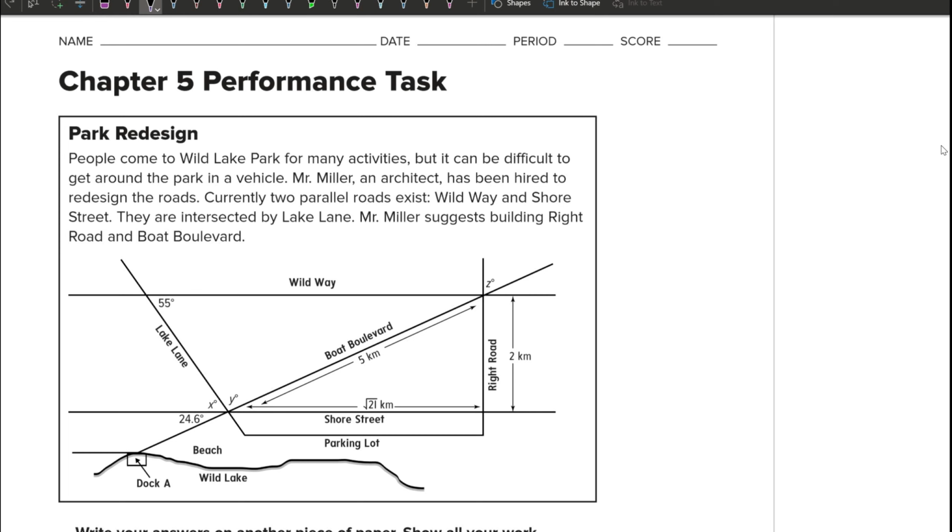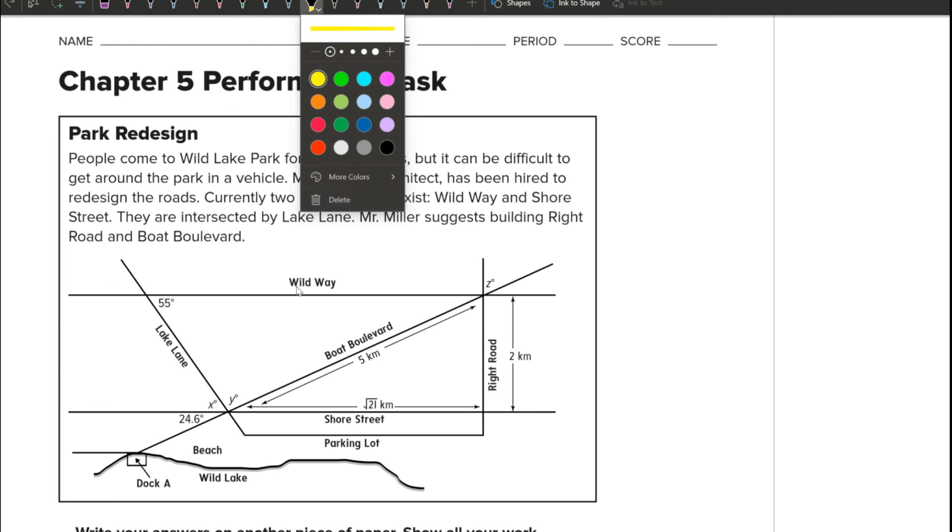So today we're going to talk about park redesign. The scenario is people come to Wild Lake Park for many activities, but it can be difficult to get around the park in a vehicle. Mr. Miller, an architect, has been hired to redesign the roads. Currently, 2 parallel roads exist, Wild Way and Shore Street. So make sure you look at the map to see which one they're talking about.